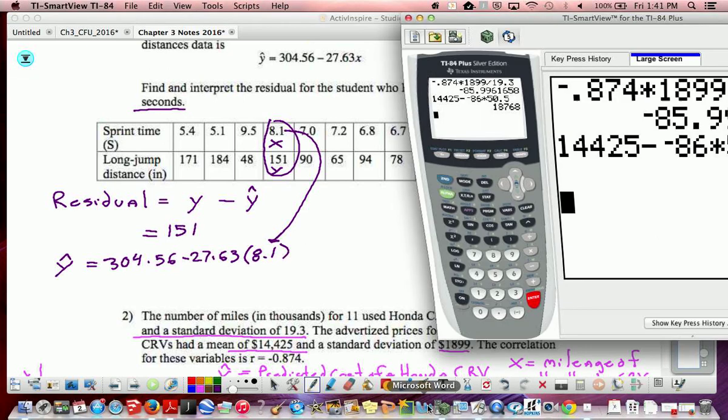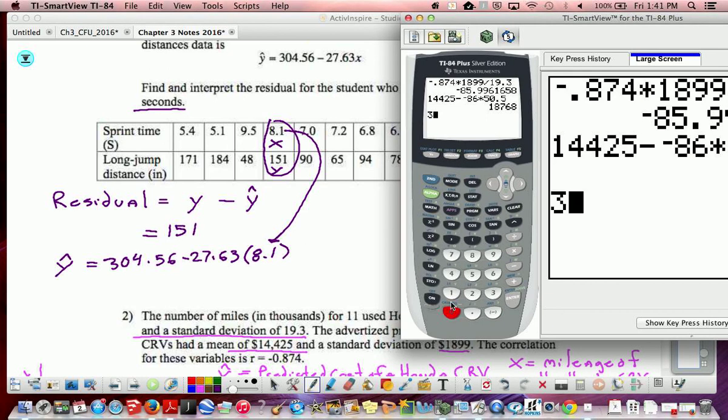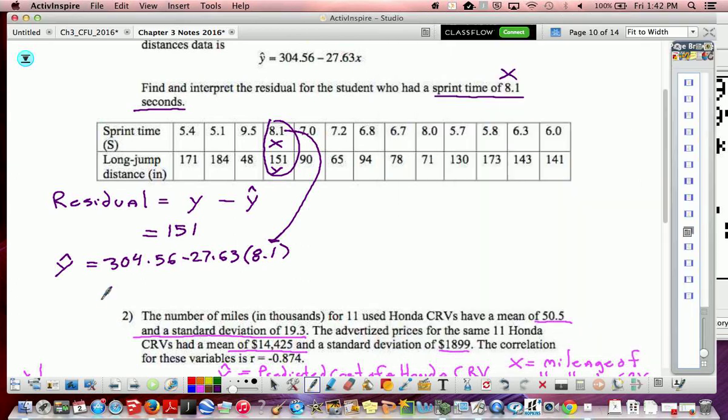So, calculator time. So, 304.56 minus 27.63 times 8.1. 80.76. So if I subtract that, 80.76, my residual equals, I think, 70.24.